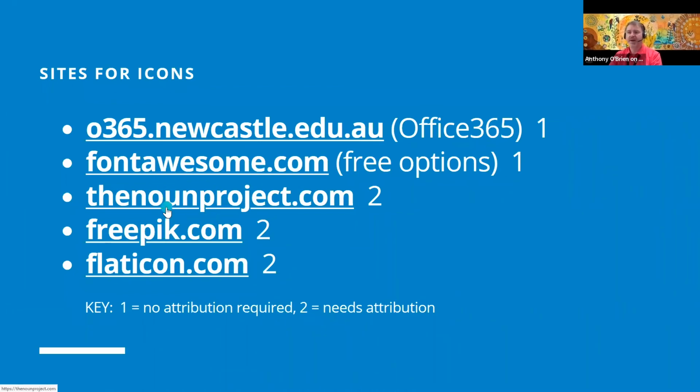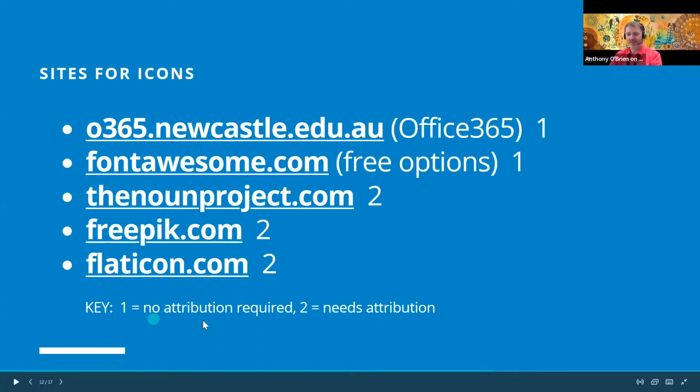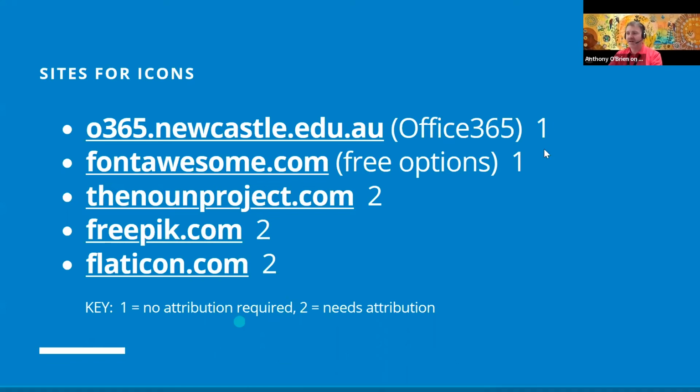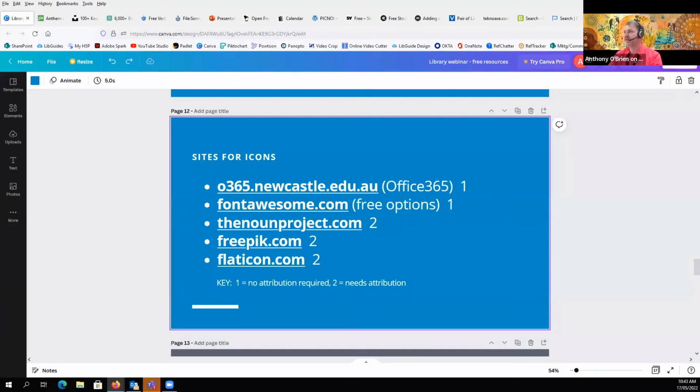So FontAwesome, the Noun Project is also another really great one. These guys are the ones that actually give the icons to the Creative Commons website. So if you are looking around on there and you spot the lovely icons they have, they came from the Noun Project. And there's also Freepik, which we've looked at a bit. And then there's a Freepik offshoot called Flaticon, or Flaticon, depending how you want to pronounce it. So in these cases, number one is definitely no attribution required, and number two needs attribution. So let's have a look at those.